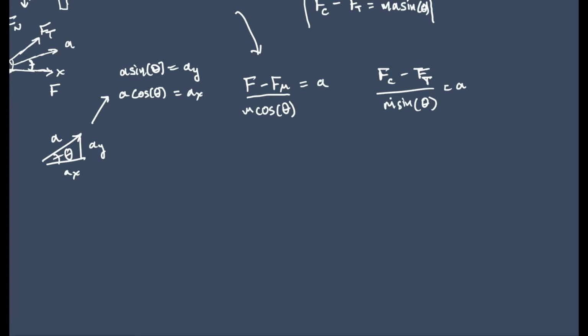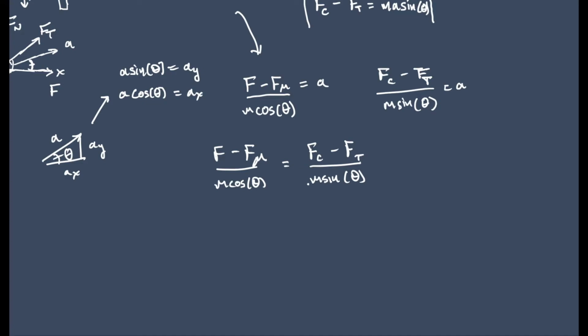Now these two things are equal, so we have F minus F mu over m cosine theta is equal to Fc minus Ft over m sine of theta. Okay?